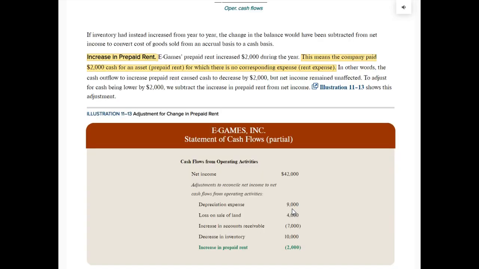Prepaid rent. It increased, so we subtract it, because we paid more cash than we expensed. So that account increased, so we subtract it.